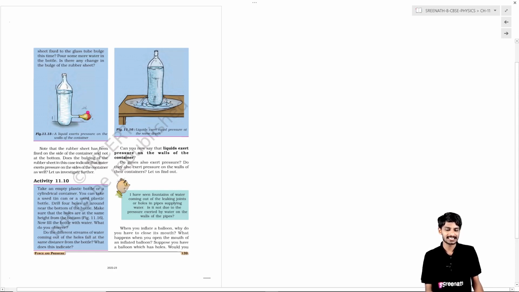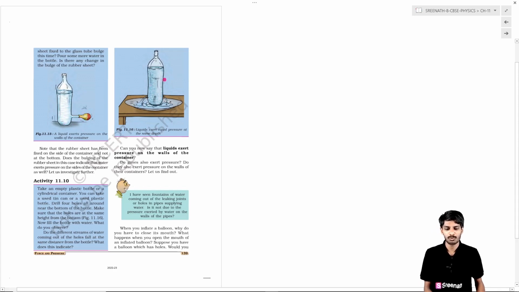Elasticity comes into play. They are stretching. Why are they stretching? Because they are feeling some push effect. The push effect is due to the force. What is the force? Force per unit area. That is due to the pressure of the liquid.